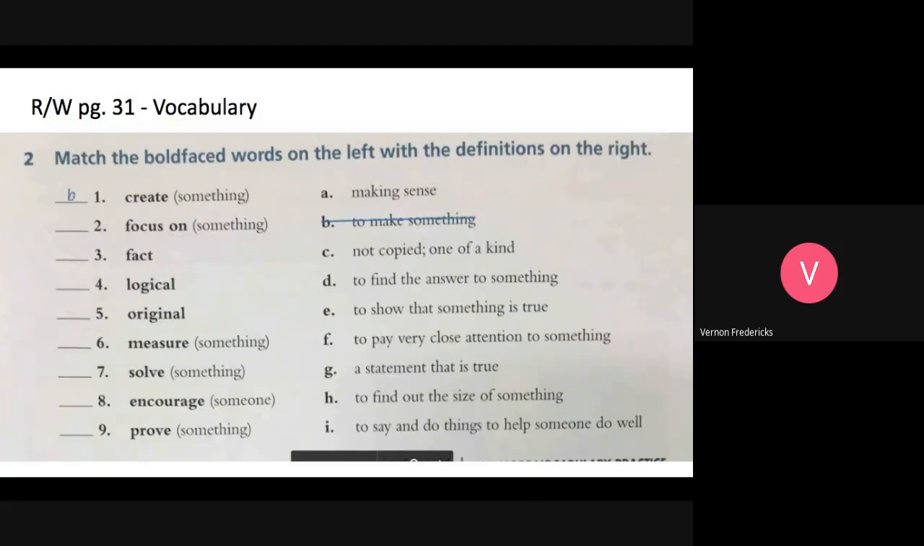Number E, to show that something is true. Number F, to pay very close attention to something. Number G, a statement that is true. Number H, to find out the size of something. And number I is to say and do things to help someone do well. Okay, students, you have 2 minutes to do this quickly. Okay, I would say to you, pause this video, and then do the exercise. If you have your answers, start your video again. Okay, 2 minutes.